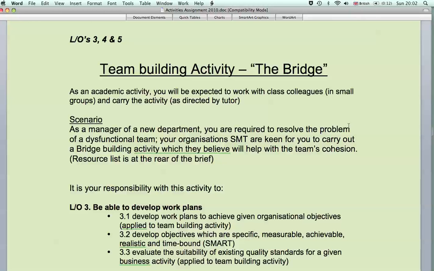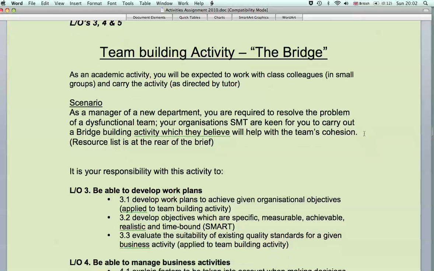So you've got a scenario there about why a bridge building activity, or why a team building activity, would take place, about team cohesion, the forming, norming and then performing of teams. If there's been a merger and there are some problems, how you can help to bring people together, these sort of ideas.